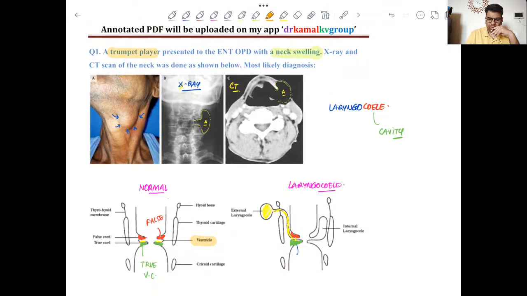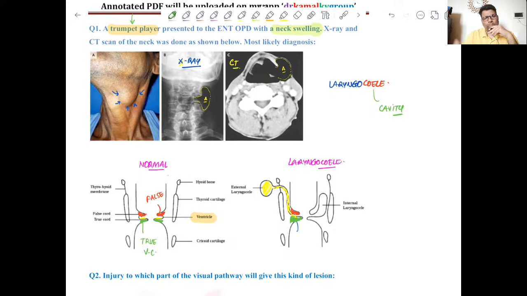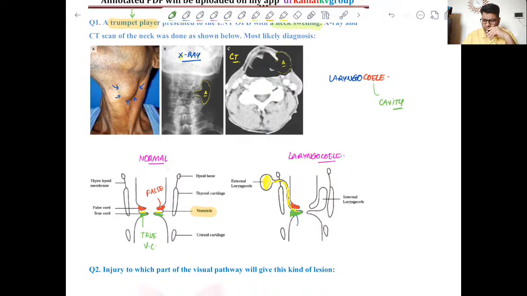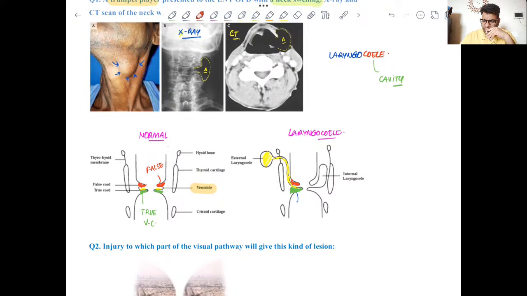So the moment you find any profession in which there is increased possibility of increase in intraoral pressure, which might be transmitted to the larynx, of course, that might cause this outpouching of the ventricle which is present between the false vocal cord and the true vocal cord, right? So I think this will now make your concept clear of what actually laryngocele is.